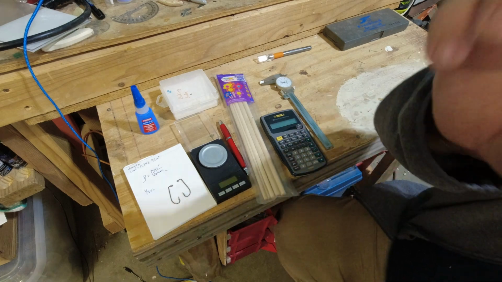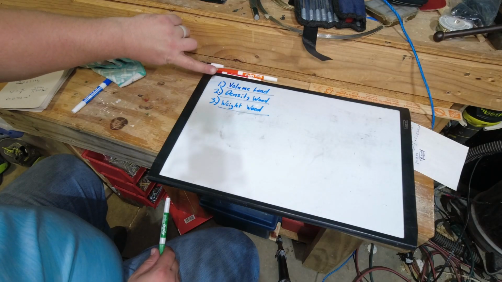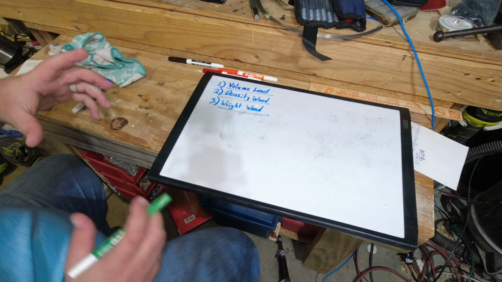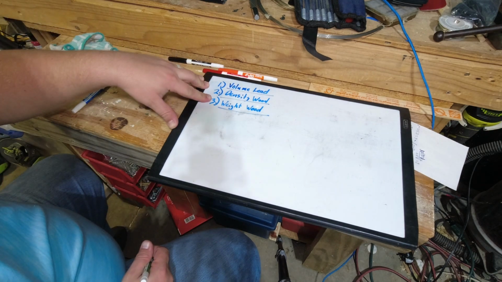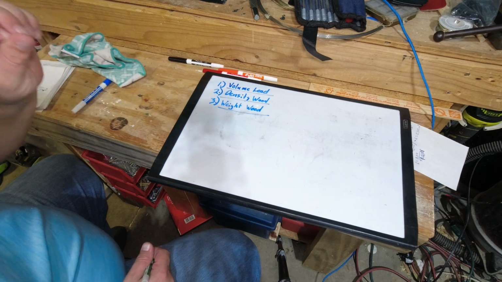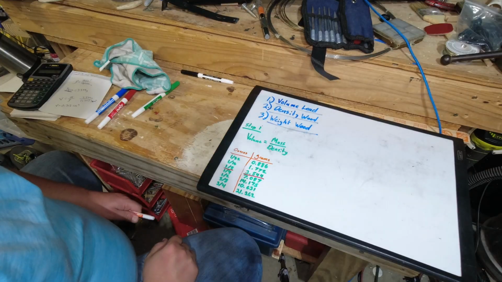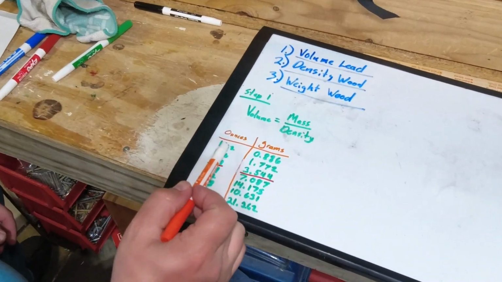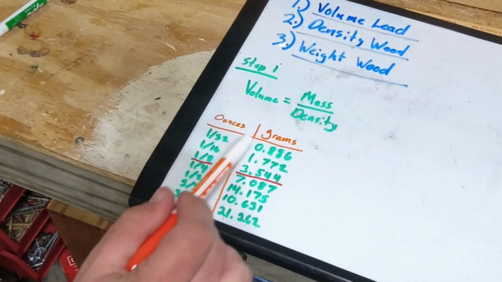to do this project. So what we're going to do first is find the volume of the lead that we want. Then we're going to find the density of the wood that we're going to use to mold, and then find the weight of the wood that we need to replace the volume of lead. One of the first steps is that we're going to be working in grams instead of ounces. So we're going to take the ounce that we want, and convert it to grams.